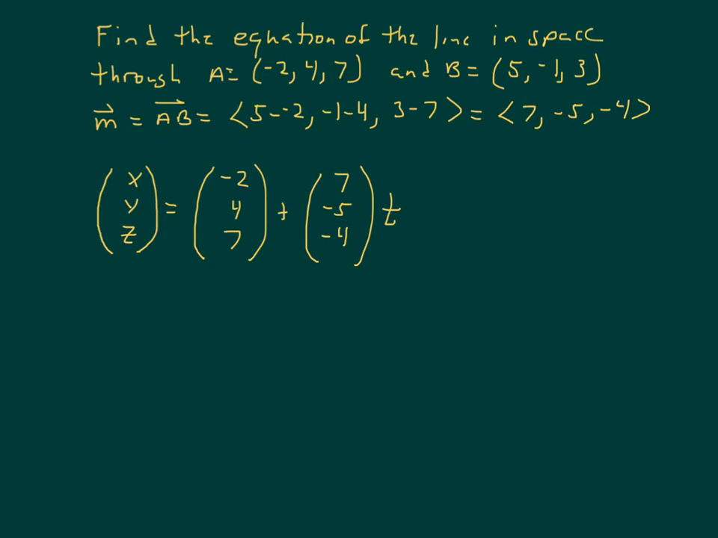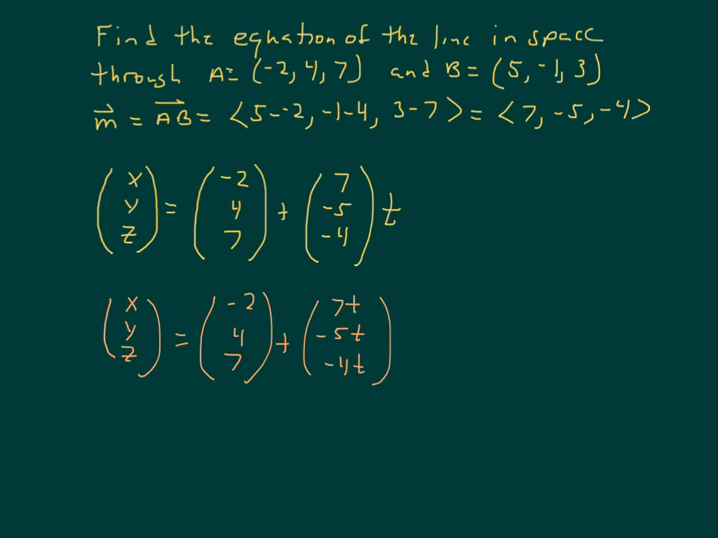Or I can go through on this one, same thing I did before. I know that x, y, z equals negative 2, 4, 7 plus 7t, negative 5t, negative 4t. And then really solving that, I can get that x equals negative 2 plus 7t. I know y equals 4 minus 5t. And z is going to be 7 minus 4t. And those would be the parametric equations in space for this particular line.